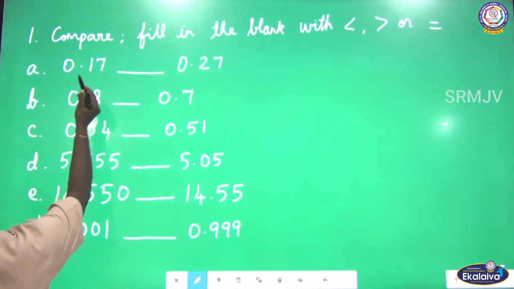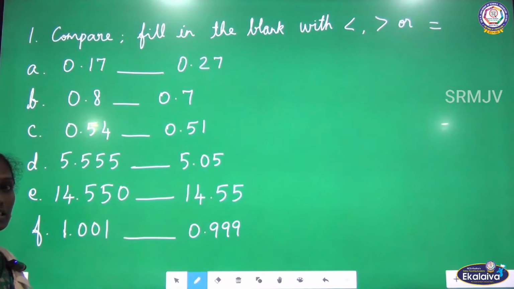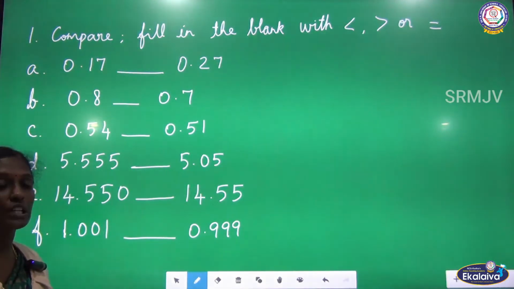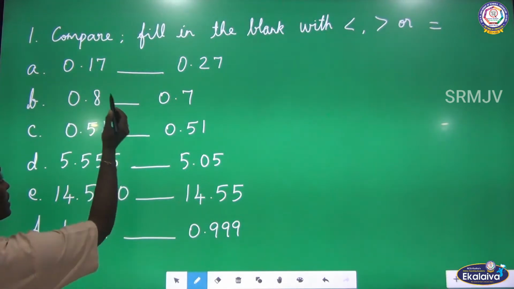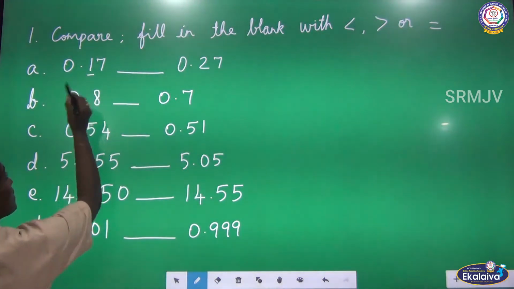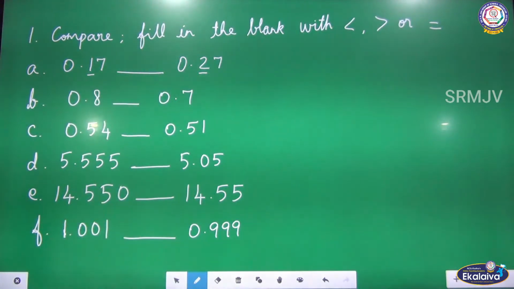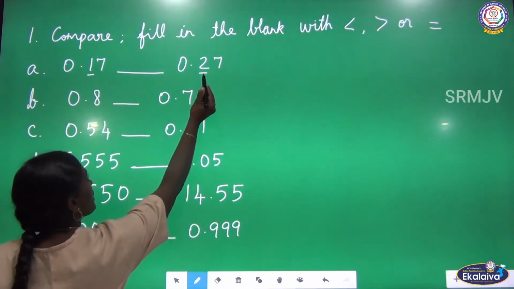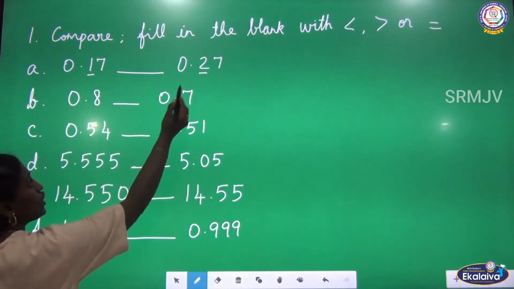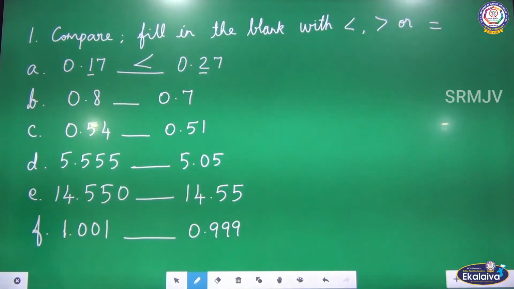Listen, the first one 0.17 and 0.27. While comparing the decimal numbers, first we have to check the whole number part. If the whole number part is same in two decimal numbers, then we have to check the first decimal place. Here the whole number part is 0, so we have to compare the first decimal place. Here 1 is there, here 2 is there. Which is greater? 2 is greater. So the decimal 0.27 is greater.